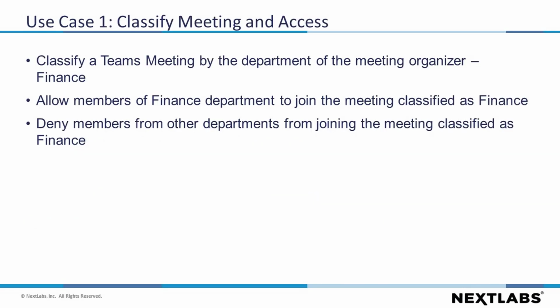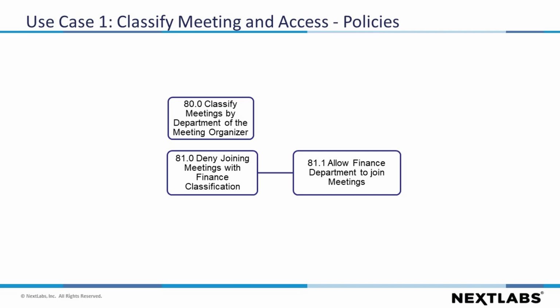For our first use case, we will use Application Enforcer for Microsoft Teams to classify a meeting by the department of the meeting organizer. In this case, the finance department. This would allow members of the finance department to join the meeting and deny members from other departments from joining the classified meeting. This use case has 3 policies.